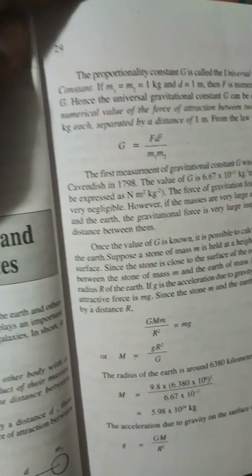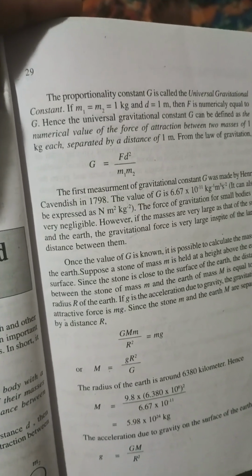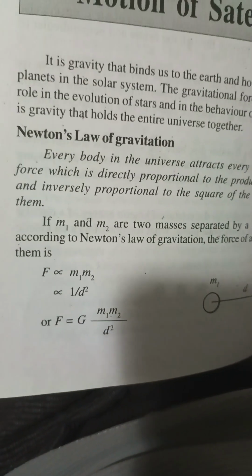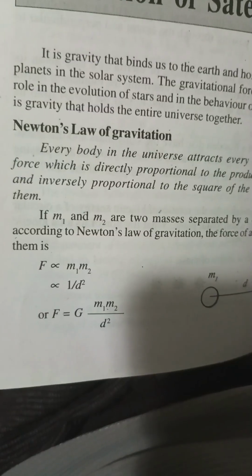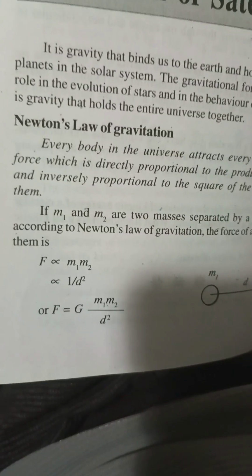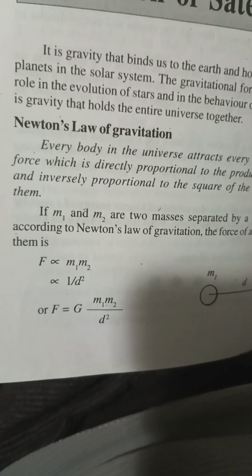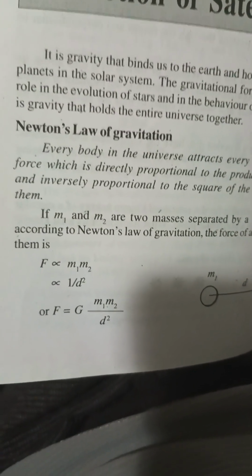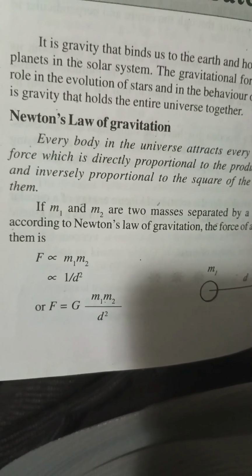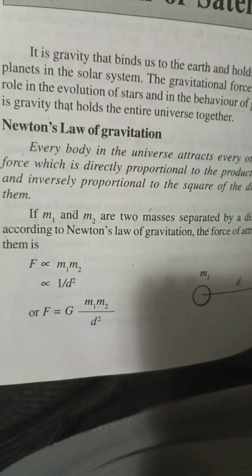F into d square, that is force into distance square, divided by the two masses, mass 1 and mass 2. The distance and the masses move to the left side and combine with F, that is F into d square divided by m1 into m2. And that G also comes to the left side, and all of that on the left is put in the equation, and that's how the equation is formed.